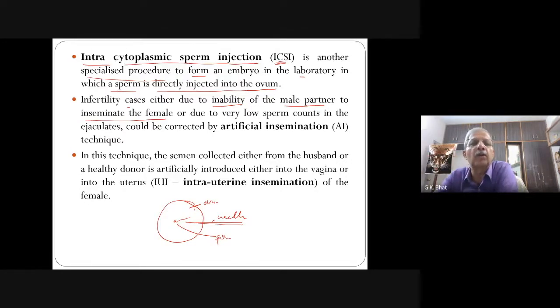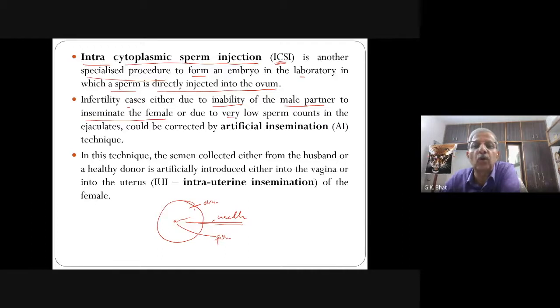Inability of the male partner to inseminate the female means the same thing. His penis may not get erected. It may not remain in the erected stage for a long time. He may fail to introduce it into the vagina of his wife. Or sometimes even after introduction, he may not succeed in discharging the sperm, the semen there, ejaculation, or due to very low sperm count.